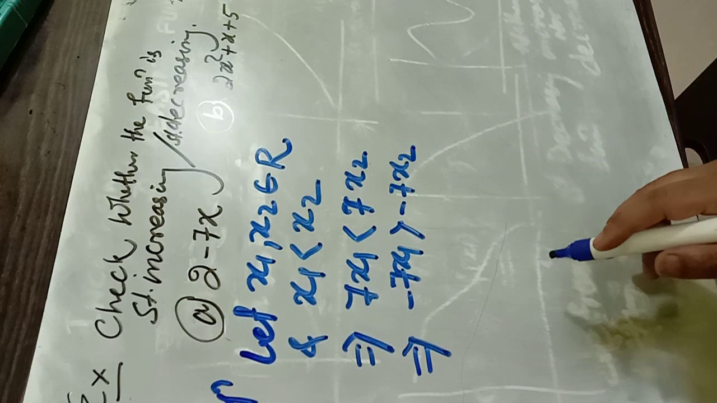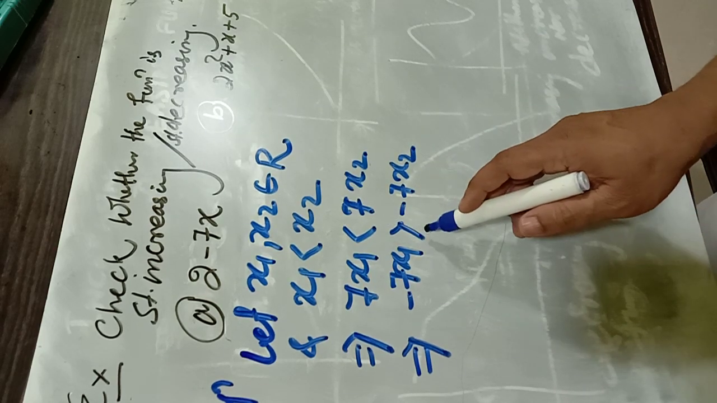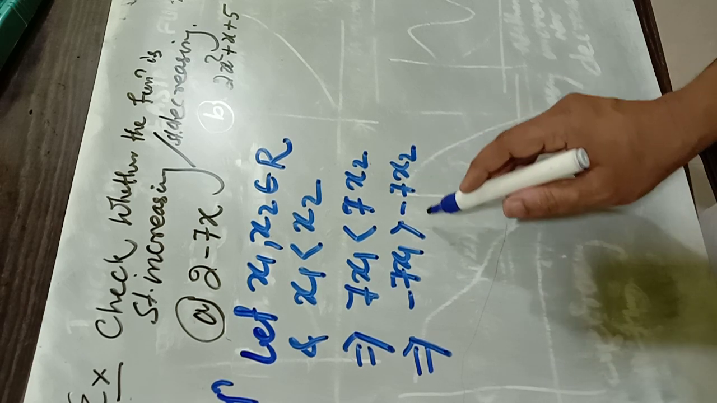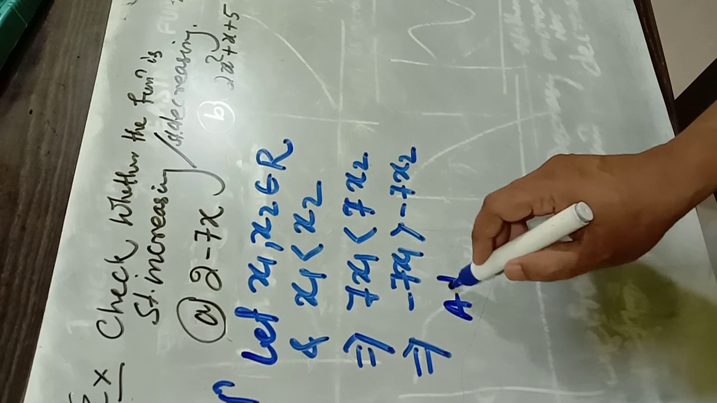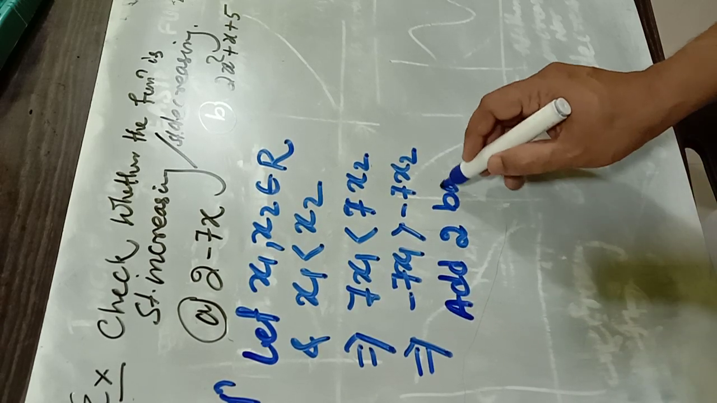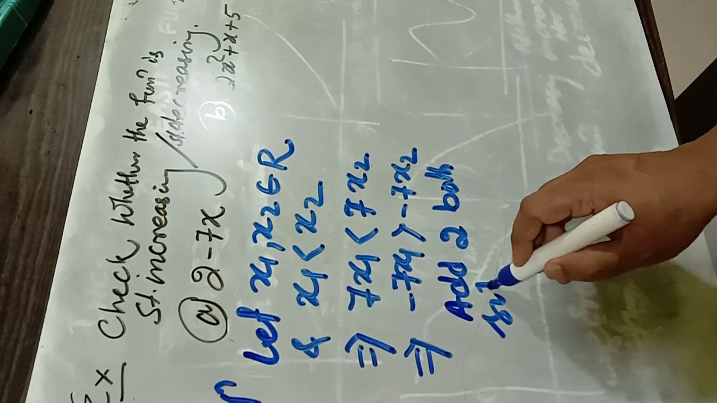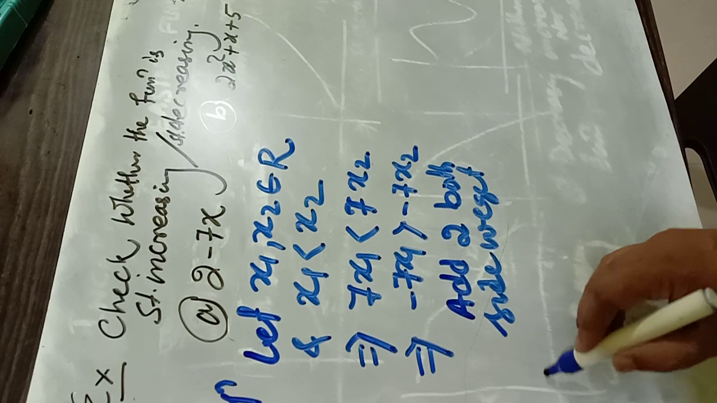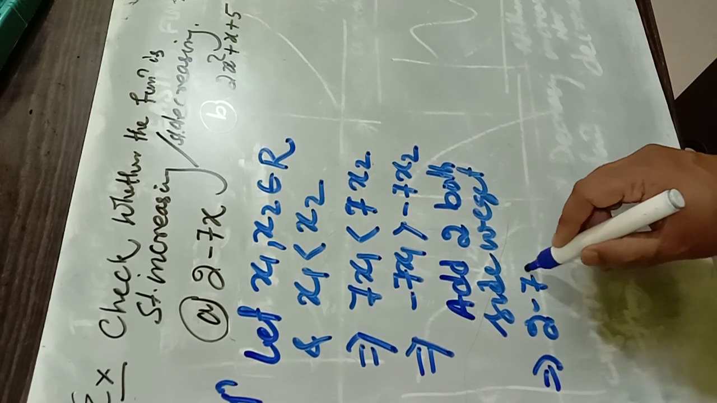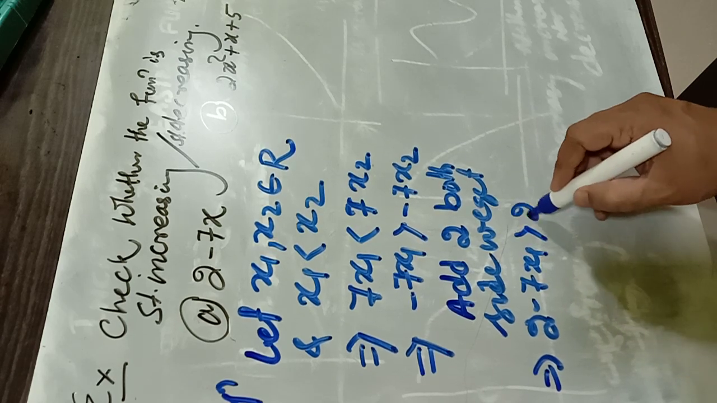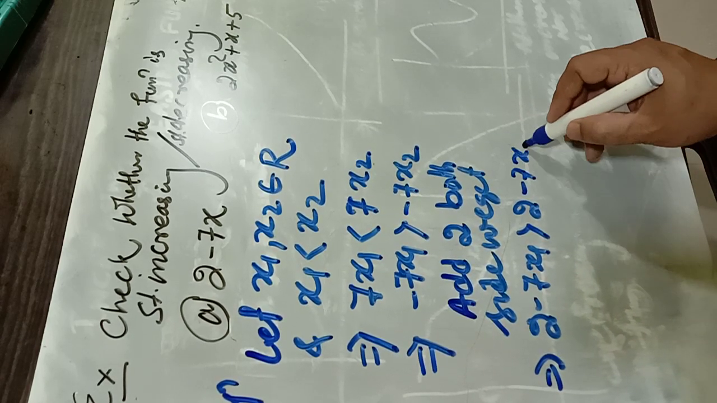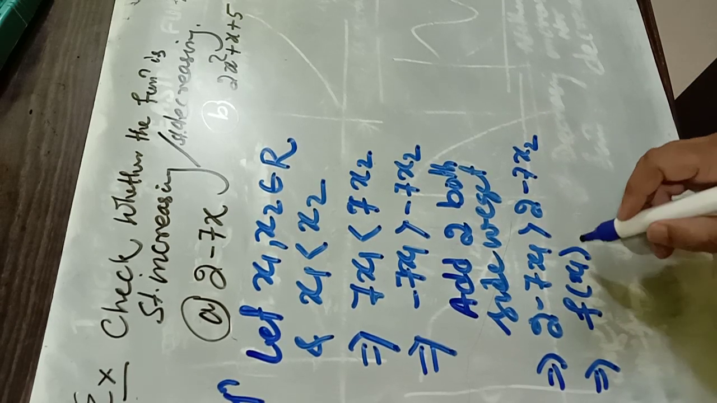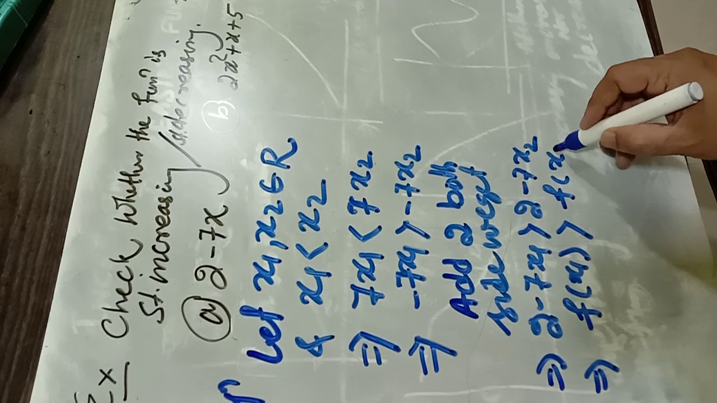As we know, if the sign changes, then the inequality changes its sign. Now add 2 to both sides. What will we get? We get 2 minus 7x1 greater than 2 minus 7x2. Now this is nothing but f of x1 greater than f of x2.